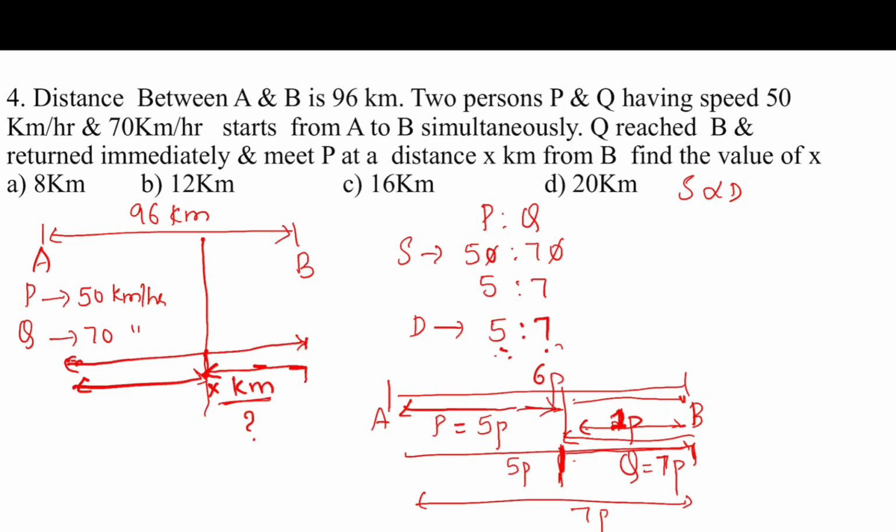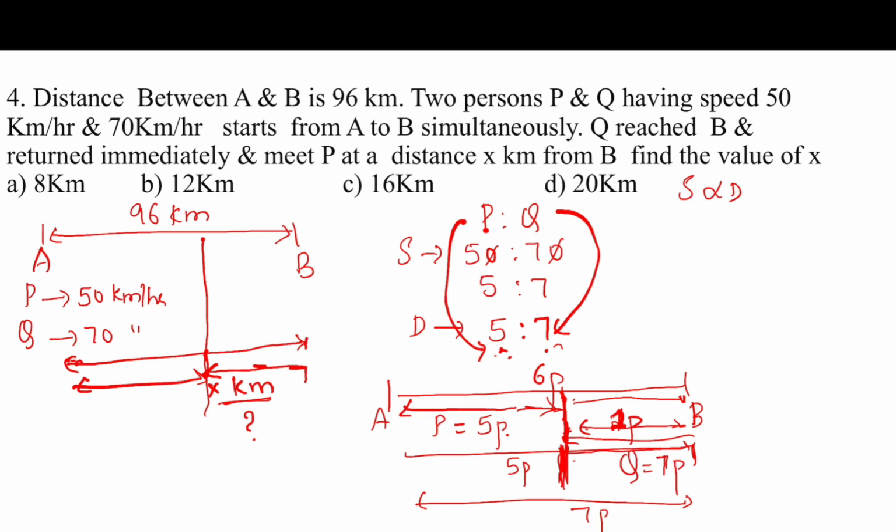Okay, once again let me tell you all. Now see here, the distance ratio we got is 5 is to 7. This means that P has covered 5 parts and Q has covered 7 parts. Now we know P and Q will meet at one point, maybe this point they are meeting. So till here P has covered 5 parts, then we know that Q has totally covered 7 parts. Totally 7 means till here it is already 5 parts, we know.